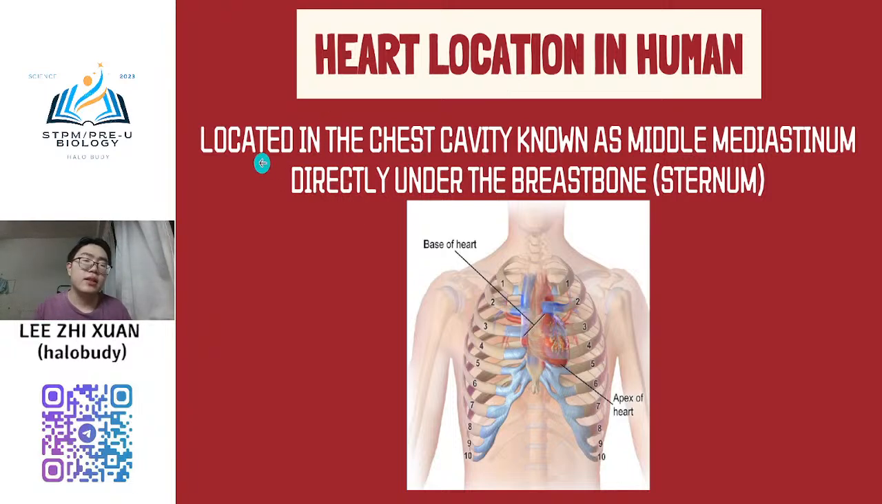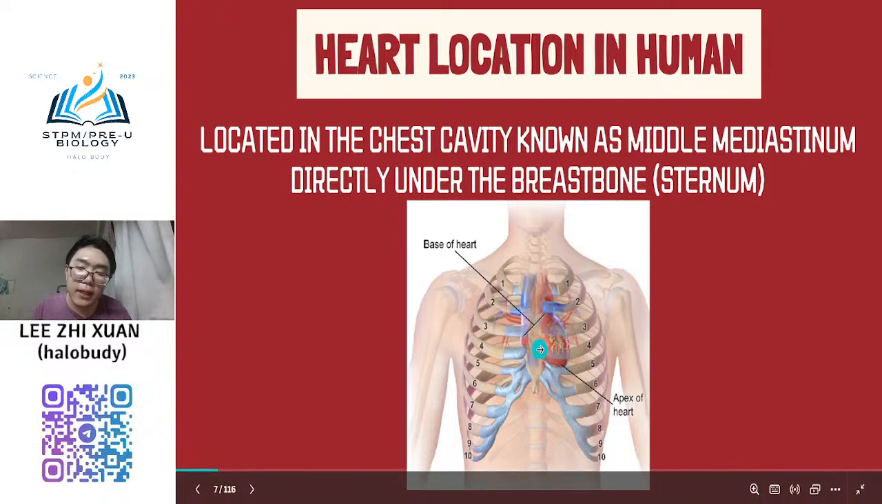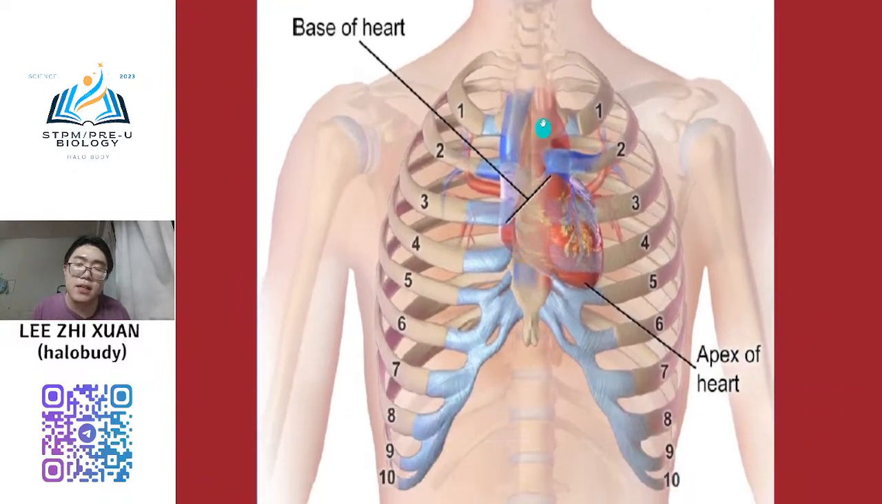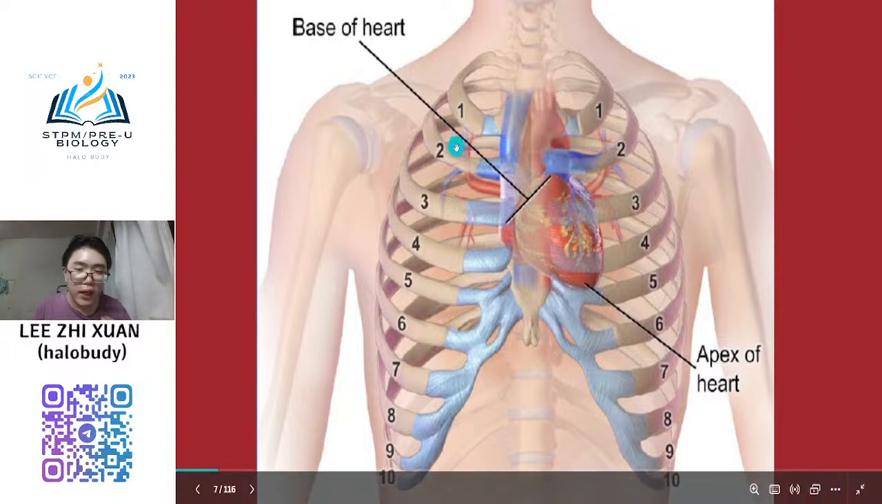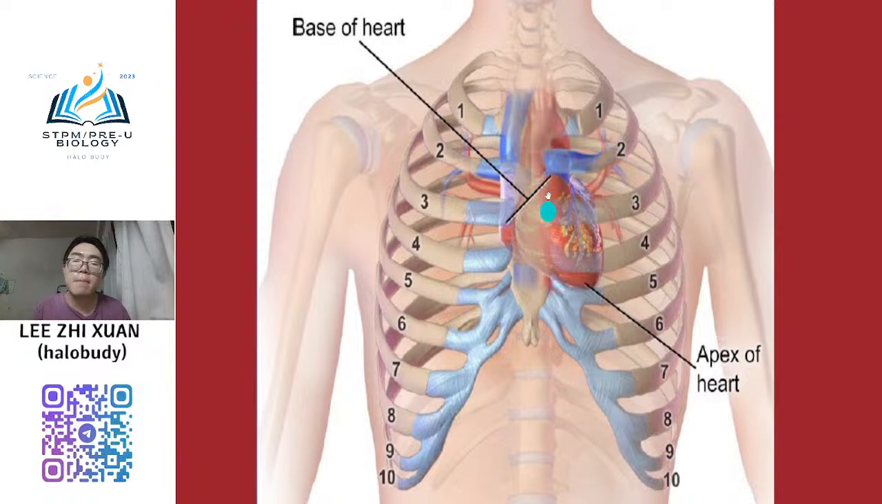You need to mention that it is located in the chest cavity known as the middle mediastinum, directly under the breastbone. So this is the breastbone. Breastbone's other name is sternum. So it is located behind our breastbone. Sternum, I think everyone knows, is the bone at the middle part. If you feel this one, two, three, four, it right here is the bone, right? And then our heart is normally located behind the sternum.